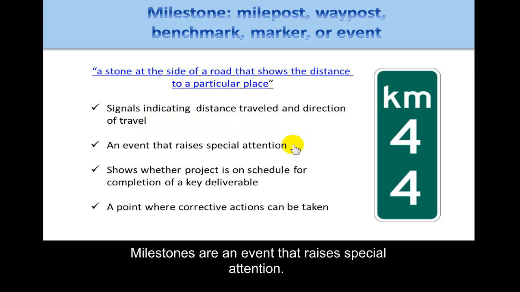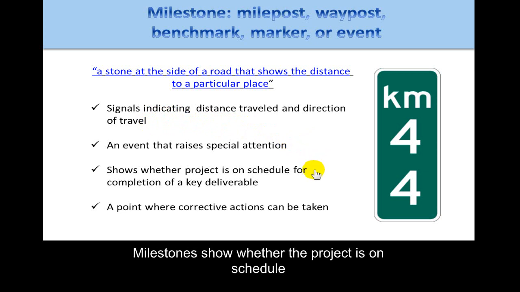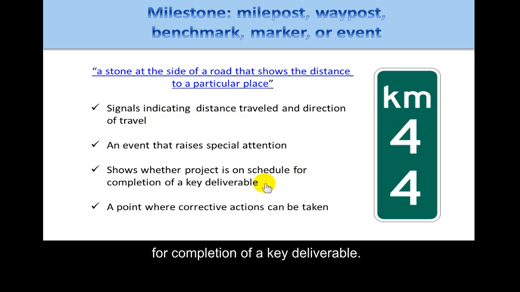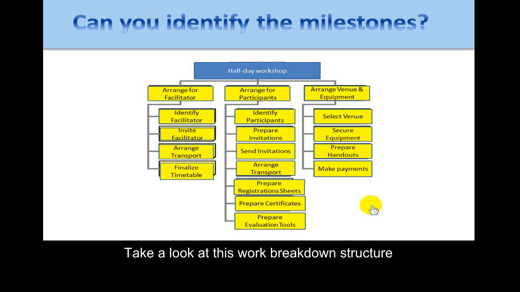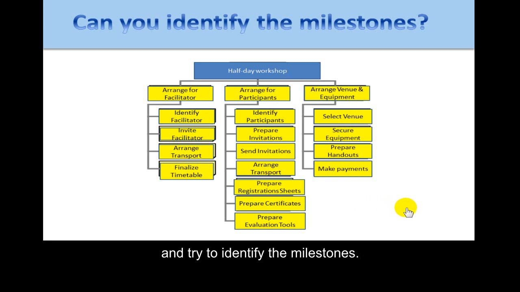Milestones are an event that raises special attention. Milestones show whether the project is on schedule for completion of a key deliverable, and milestones are a point or points where corrective actions can be taken. Milestone is a foundational concept in the Gantt chart. So take a look at this work breakdown structure and try to identify the milestones.